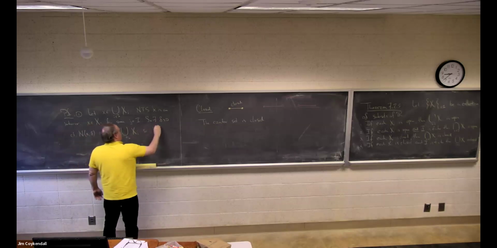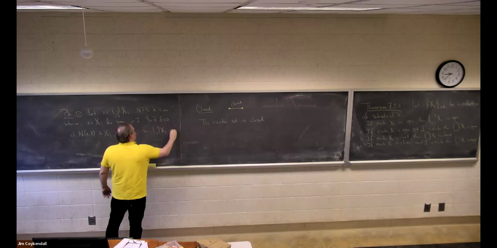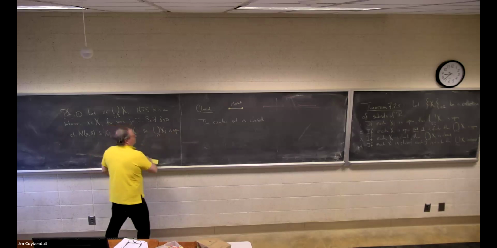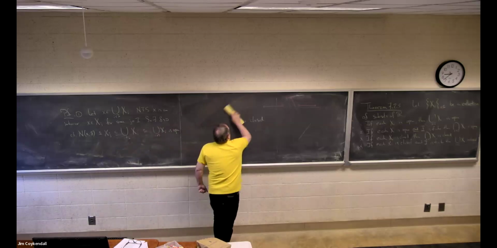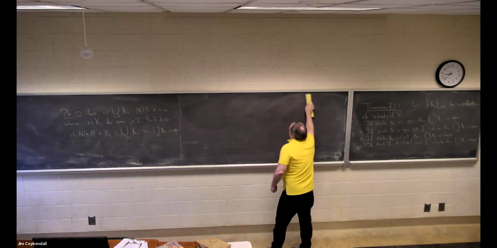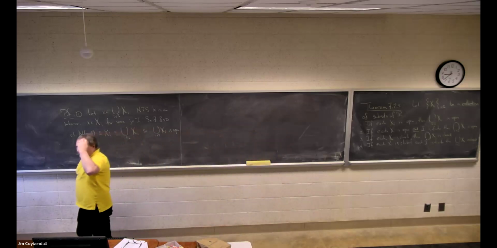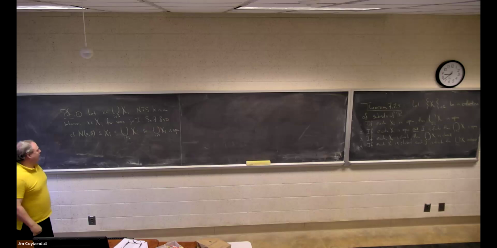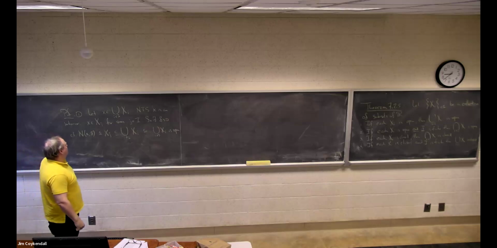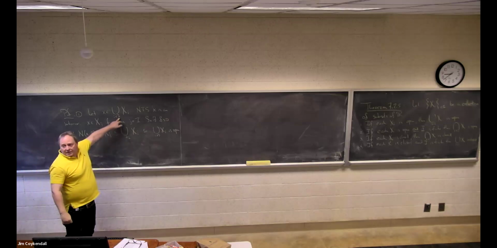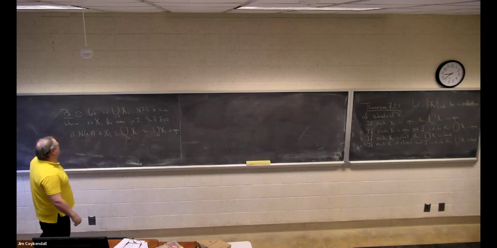So the union of Xi. What's the symbol of j, the element of? This is the index set. Right, the index set.